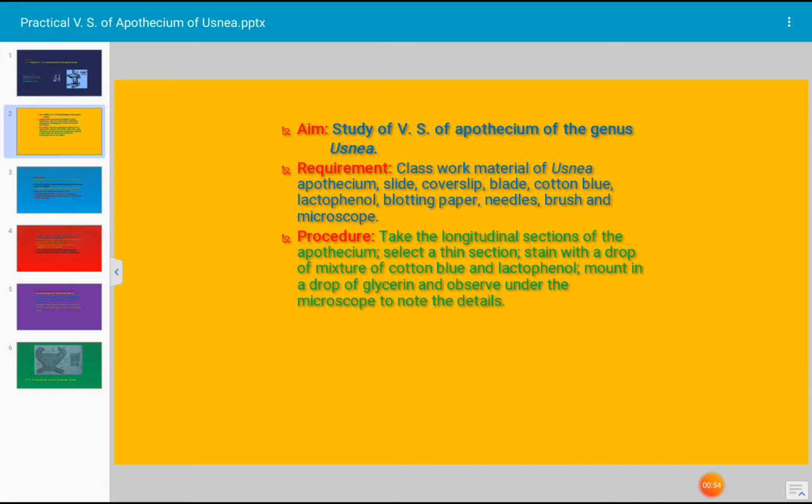In the procedure, what do we have to do? We have to take a longitudinal section of the apothecium of Usnea, take several sections and select a very thin section, and stain the selected section in a drop of mixture of cotton blue and lactophenol, and mount this section in a drop of glycerin and observe under the microscope and write down all the details of the section.